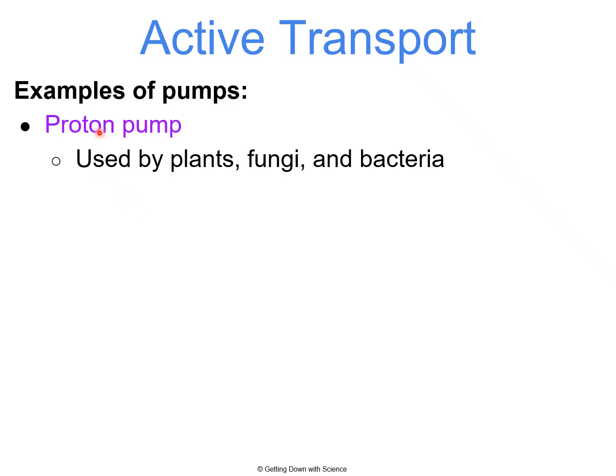So these pumps are used by plants, fungi, and bacteria, and they're responsible for pumping hydrogen ions, so positive hydrogen ions, out of the cell. So these are hydrogens that are now ionized because they have lost their electrons. So they're now positively charged because the hydrogen, as you know, only has one electron, and if you lose the electron, then the entire atom is now positive. So when we talk about proton pumps, we're pretty much talking about hydrogen pumps or positive hydrogen pumps.